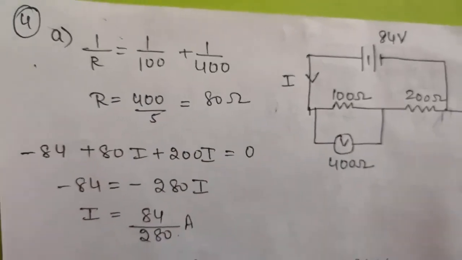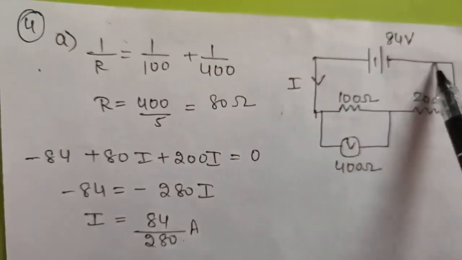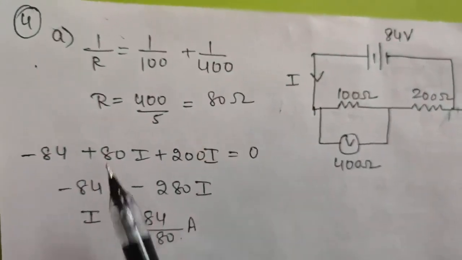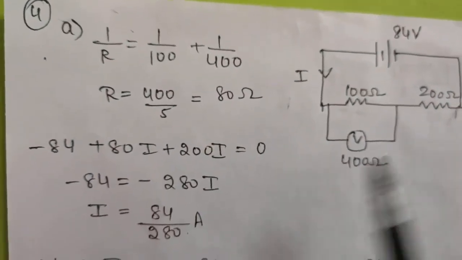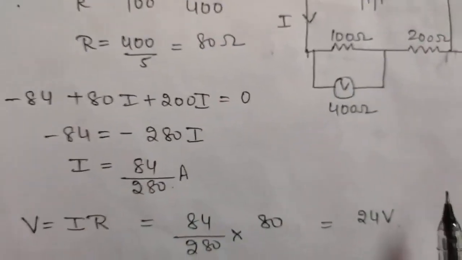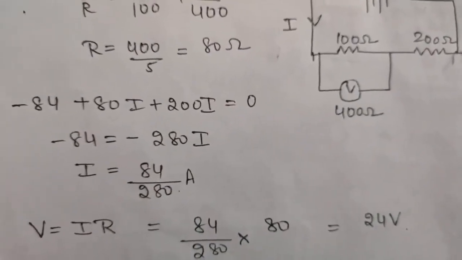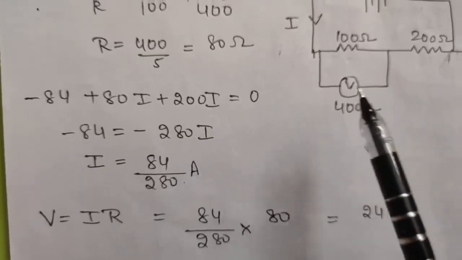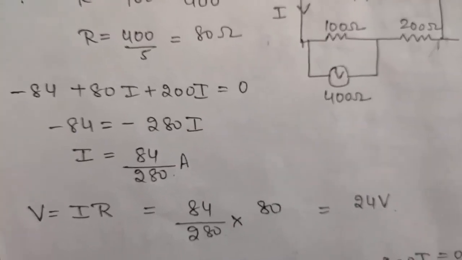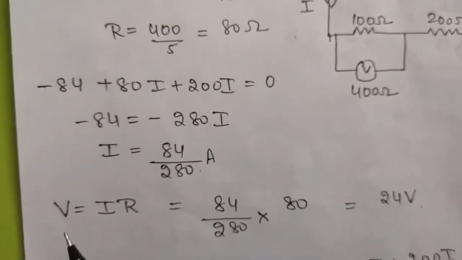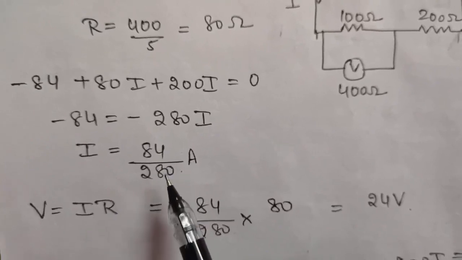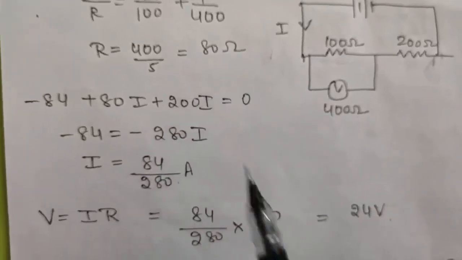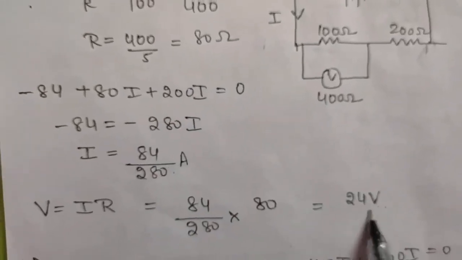Now use Kirchhoff's law in this circuit. I am going in the anti-clockwise direction, that is minus 84 plus 80i, the equivalent resistance is 80, plus 200i is equal to 0. Calculate the current from here, that will come to be 84 upon 280 amperes. Now we have to calculate the voltage, the reading of this voltmeter. The voltage reading is nothing but V is equal to IR. I we have just calculated, 84 upon 280, into R, that is its resistance, 80 ohms. So that will give you 24 volts. So this will be the reading of the voltmeter.